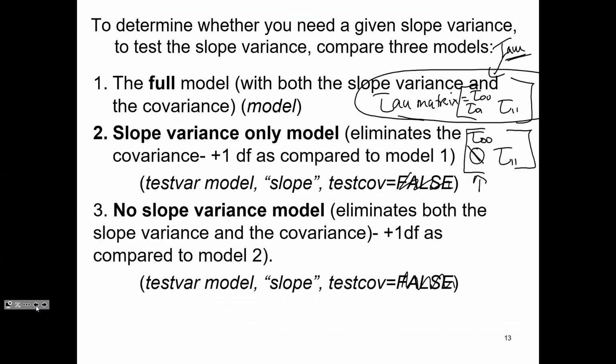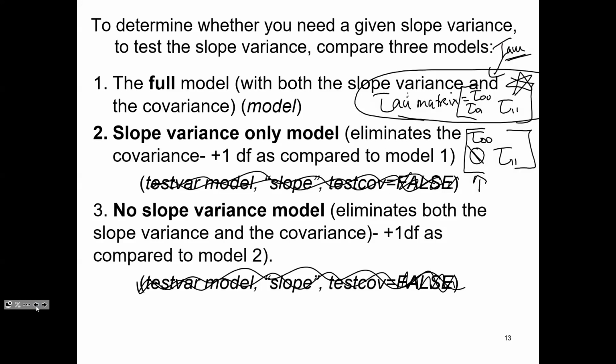Full model is slope variance. Forget about what this says. Forget about test bar for a second, okay? Let's just talk about these 3 models conceptually, and then we'll go to the next slide and talk about how it works with test bar. So we've got a full model, right? The tau matrix is tau naught, tau naught 1, tau 1, 1. This is by default the model that I'm fitting.